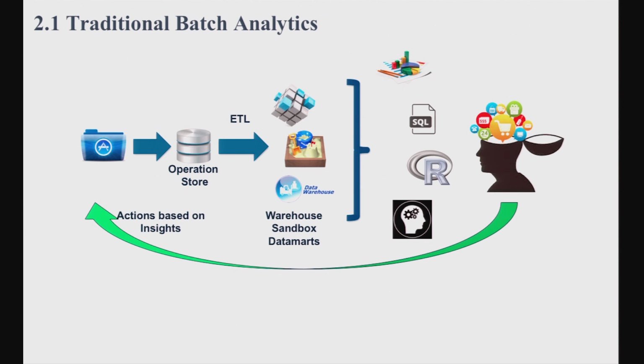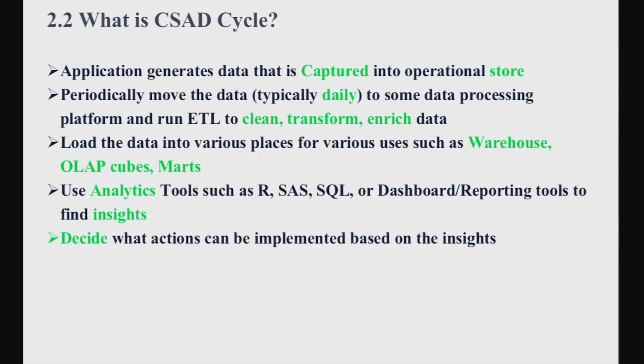So then you use those insights and define some requirements for the applications to implement in the next version. And then you plan for the implementation of whatever insight you derived, and that affects the business process or application business function. And then you deploy the new version in the next cycle. So it's called a CSAD cycle, essentially what we call the capture, store, analyze, decide cycle. That's essentially what you're showing here.